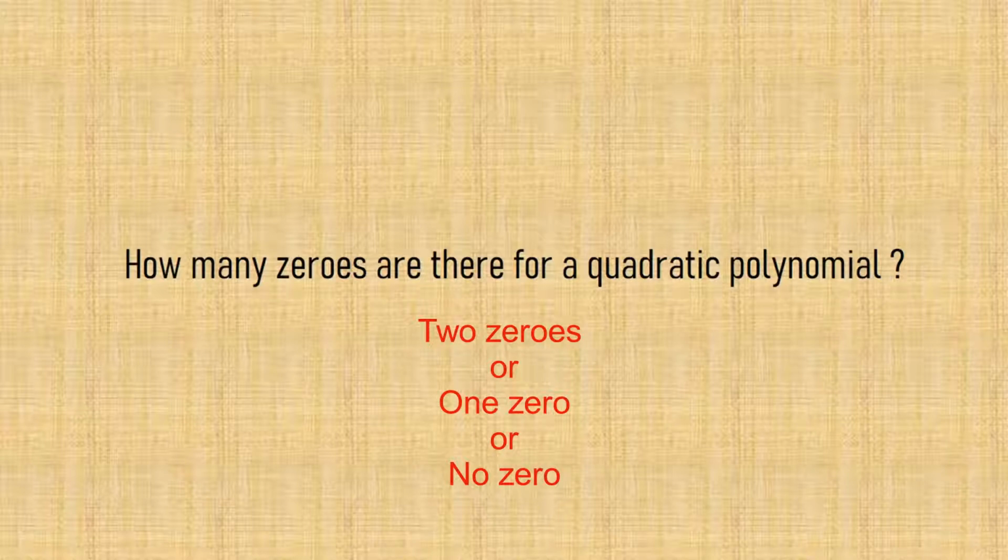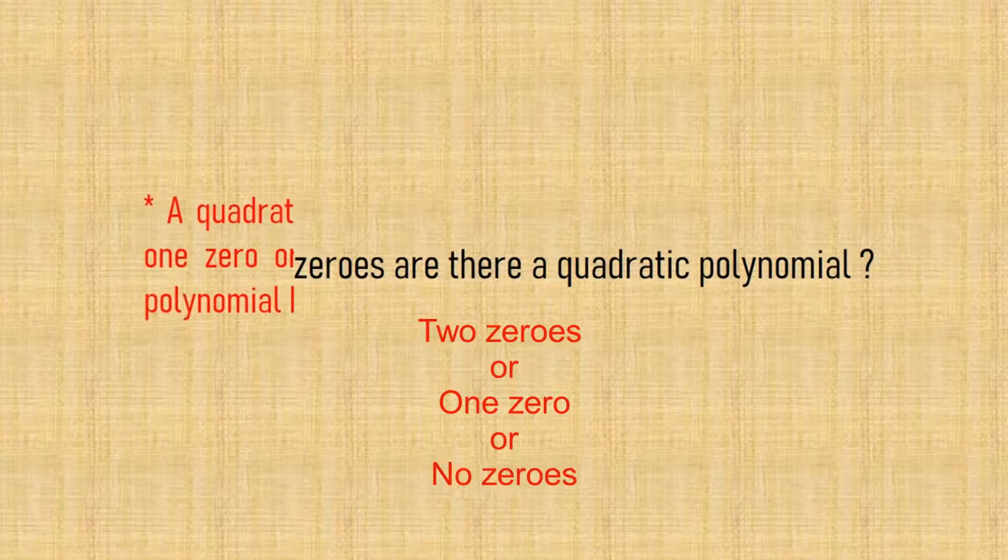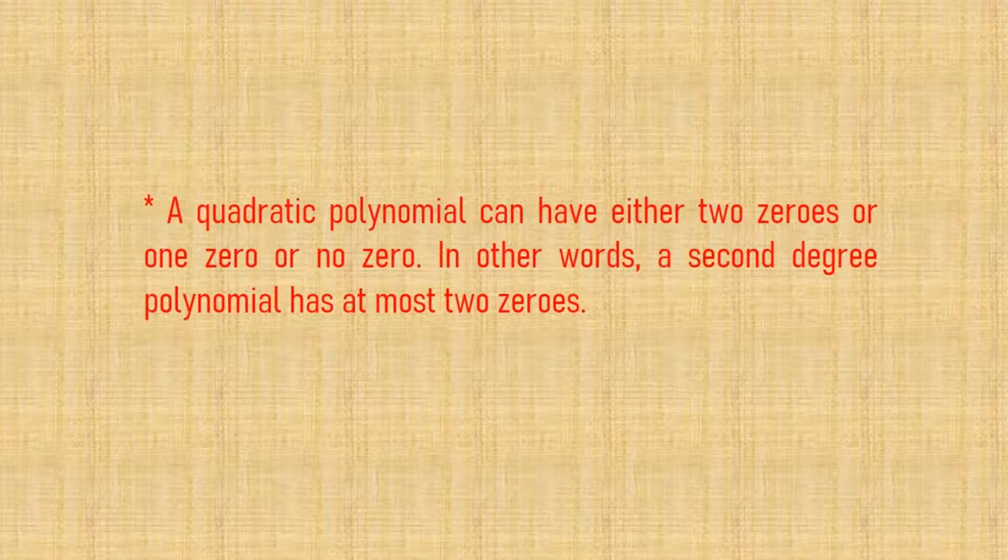Can the number of zeros be more than 2? Any chance? No. Anyhow, a maximum of 2 zeros is possible. So we conclude the idea: a quadratic polynomial can have either 2 zeros, 1 zero, or no zero. In other words, a second degree polynomial has at most 2 zeros.